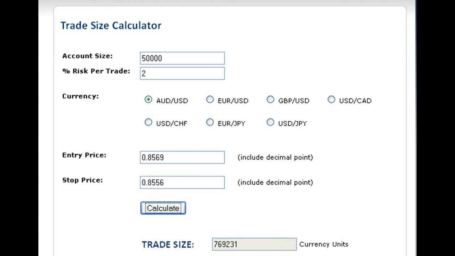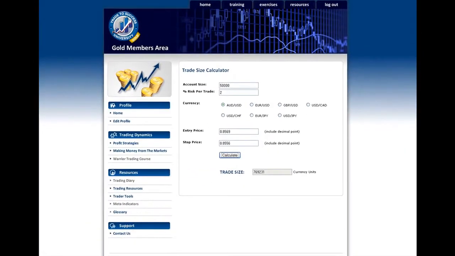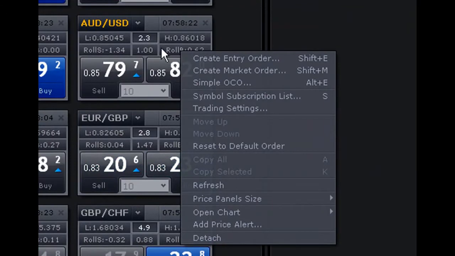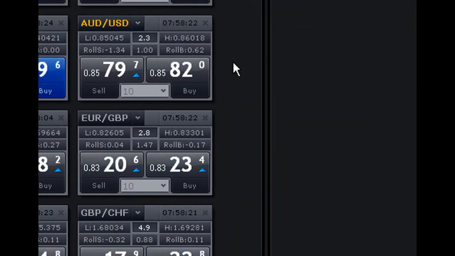So let's go back to our broker screen. So we right click on Australian dollar, US dollar, create entry order.